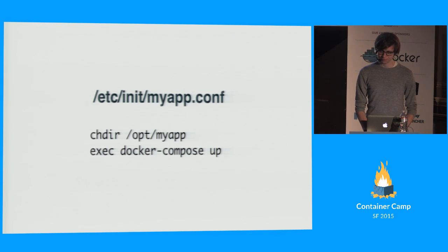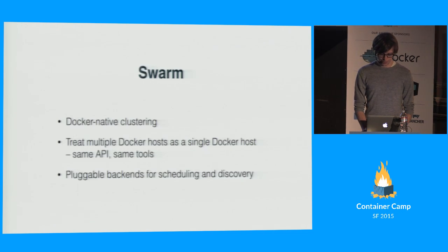So this is where another component of what we're building at Docker comes in, which is Swarm. And if you were around this morning, you would have heard a bit about how Swarm works and what it is. Just really briefly, it is native Docker clustering. So it turns multiple Docker hosts into a thing that looks like a single Docker host. It serves up the same REST API, you can use the same tools against it and all that sort of thing, and it has pluggable backends for doing different scheduling and node discovery.